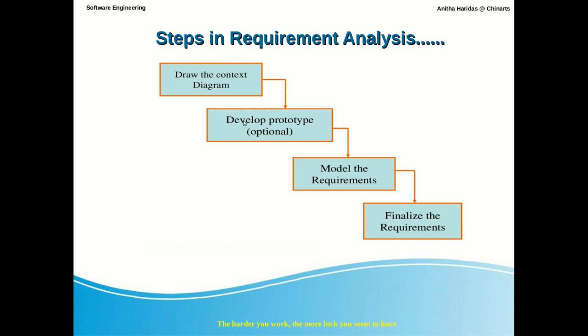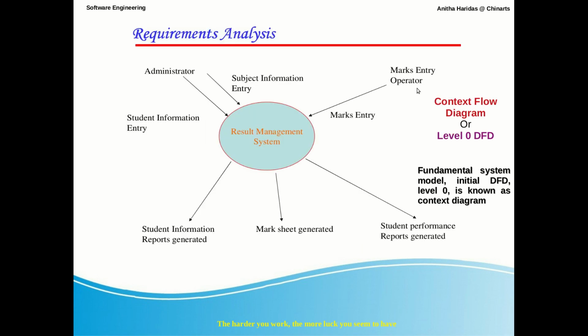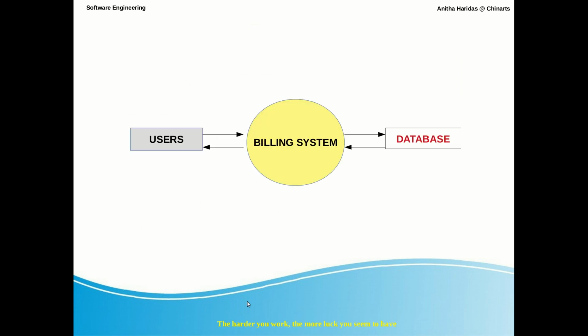We have seen 4 different steps in requirement analysis. Drawing the context diagram is the first step, and the second step is developing the prototype, which is optional, then modeling all the requirements, and then finalizing the requirements. Yesterday we discussed what is a context diagram. This is a sample context diagram we discussed yesterday, which is also called a level 0 data flow diagram.